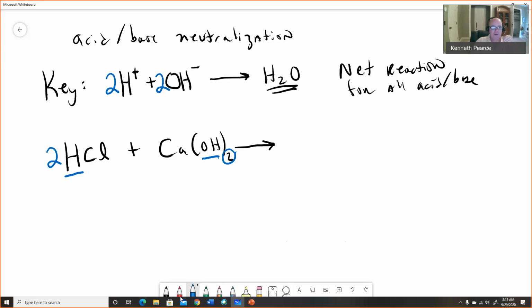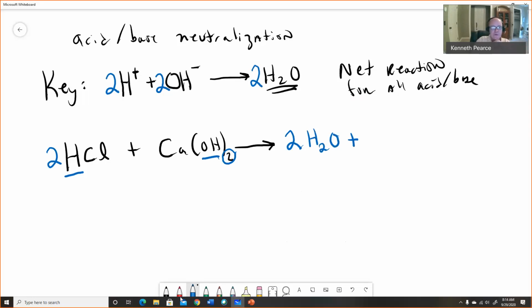Now on the left-hand side, we have the correct number of the acid and we have the correct number of the base. We have 2 of the hydrochloric and we have 1 of the calcium hydroxide. Hydrochloric is going to produce 2 H+ and the calcium hydroxide is going to produce 2 OH-, which means that we're going to be balanced. We have to say that we're producing 2 waters.